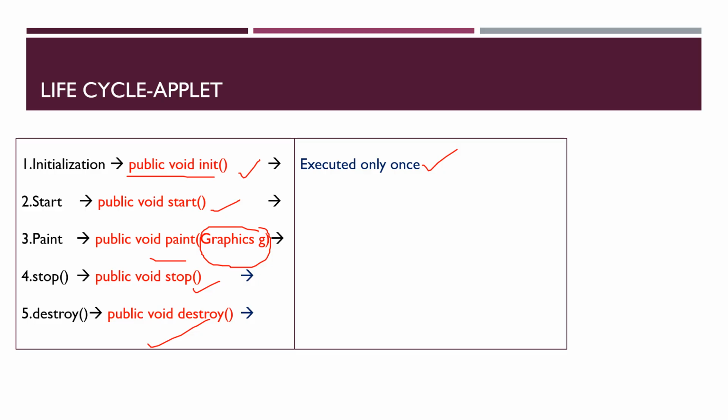Now, the next method is the start method. The start method will be executed when the browser is maximized, and the paint method displays the content on the browser. Here, displaying the content means we display the component or object, or we just write the message on the applet. It uses the Graphics class as a parameter.